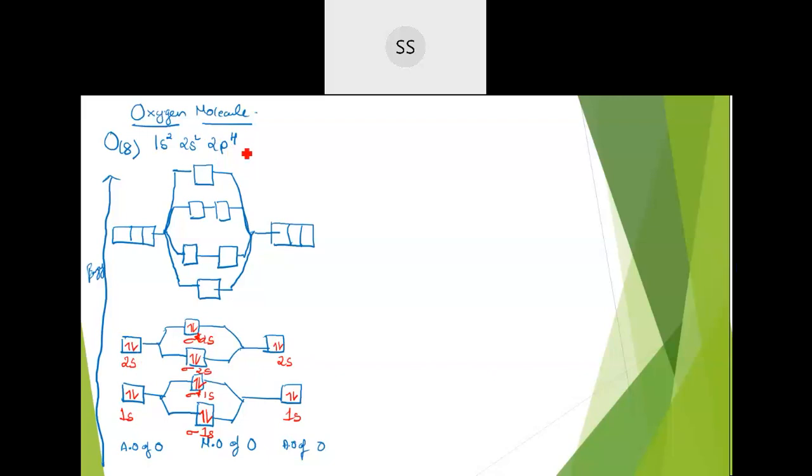Now come to the p orbitals. 4 electrons are there in p. So let us label px, py and then pz. These are the orbitals. On this side also we have px, py and then pz. Altogether 4, so 1, 2, 3 and then the fourth one is paired. Here again 1, 2, 3 and then the fourth one you start pairing. So now altogether how many electrons are there?